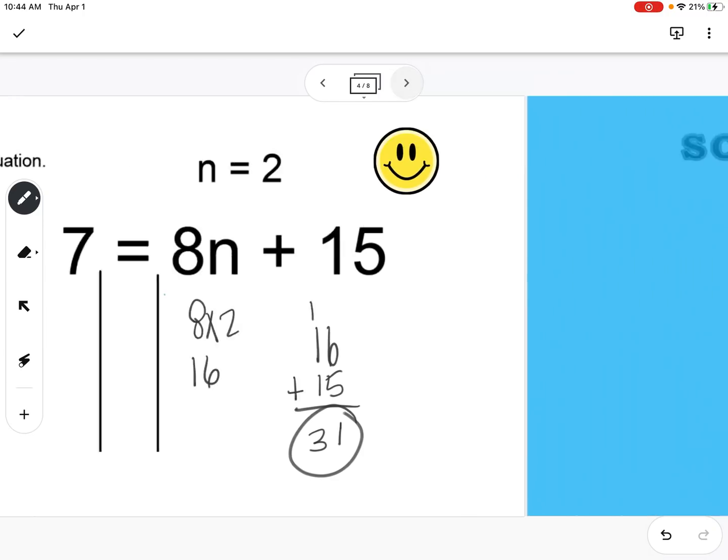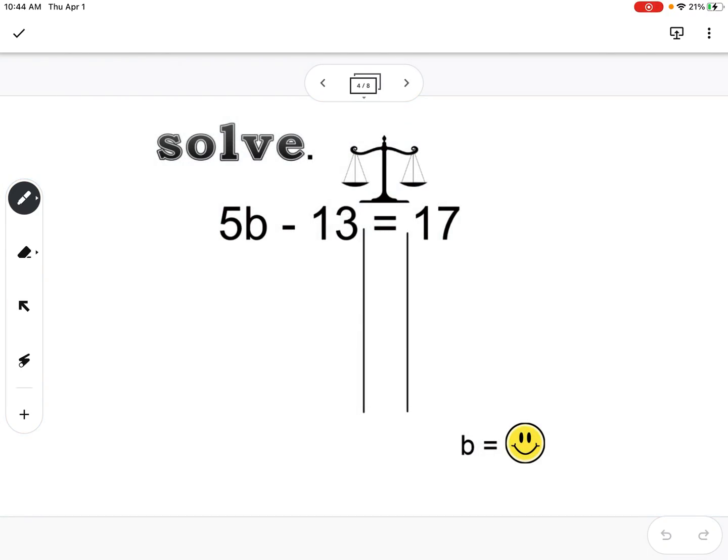Let's try another problem. Go ahead and write this down. We want to solve for our equation. So we don't know what the variable b stands for. So we want to figure out that amount. First thing I do is I check for my variables. Here I have a variable. Do you see a variable anywhere else? There's no variable anywhere else. So I'm going to leave this b, and I want to now get rid of the number.